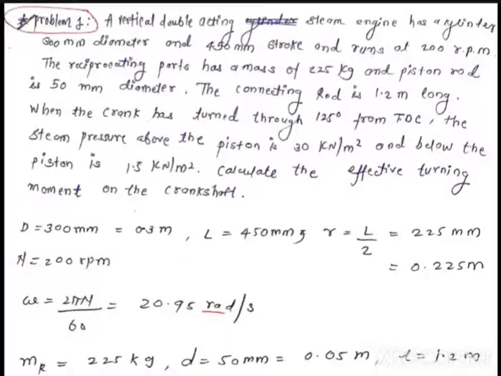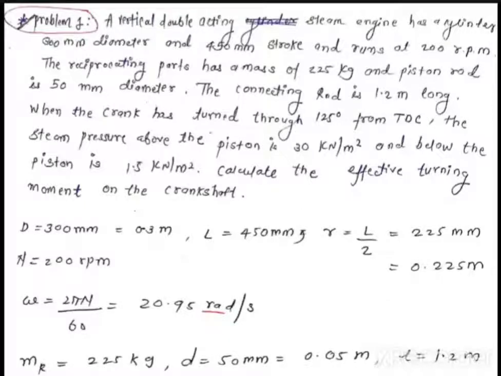The piston rod is 50 mm in diameter. So let us consider the diameter of the piston rod as small d, 50 mm, which is equal to 0.05 meter. And the connecting rod is 1.2 meter long. So let us say small l. What is small l? Small l is nothing but the length of the connecting rod. Okay, so this I have.